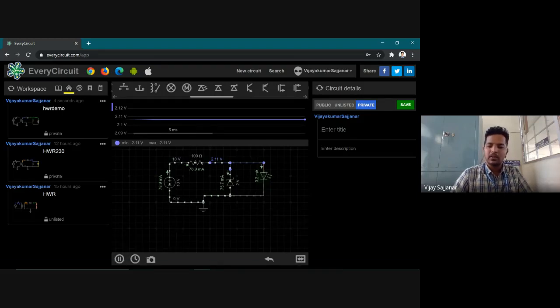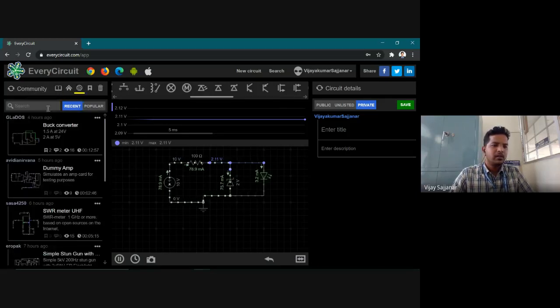I'll stop here, maybe because of time constraint. Instead of designing a rectifier with Zener diode, I'll just copy from the community, rectifier with Zener.